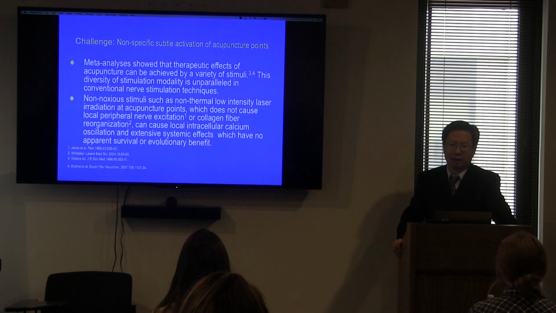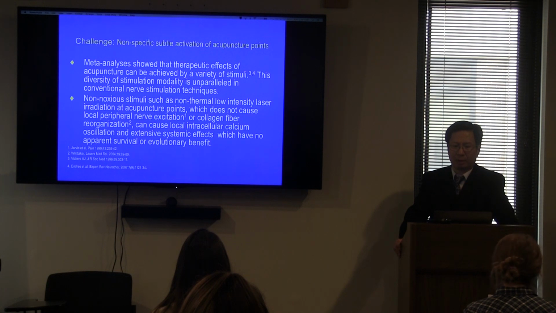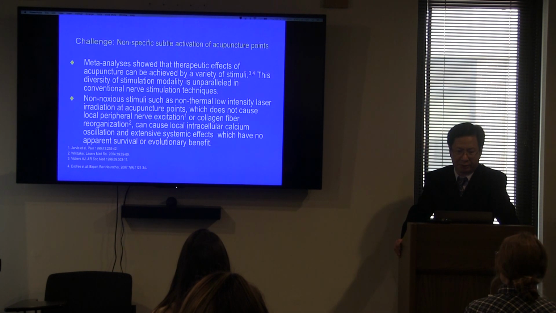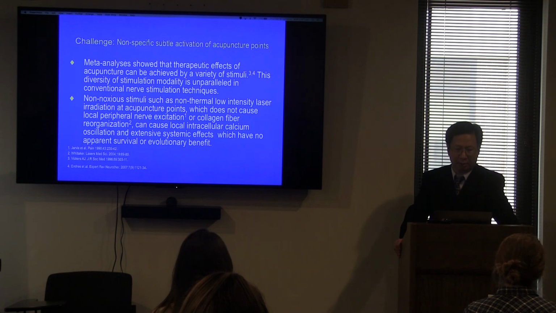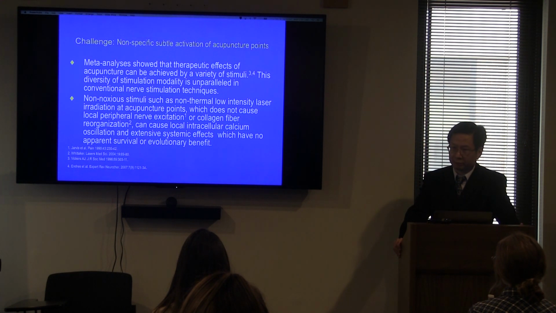The third challenge is the non-specific, subtle activation of the acupuncture point. As I mentioned earlier, you can achieve the therapeutic effect by a variety of stimuli. One of the most intriguing parts is the use of non-thermal, weak, low-intensity laser irradiation at the acupuncture point. It's known that when you use really low intensity, like below 5 milliwatts, the laser doesn't even activate the peripheral nerve, and it doesn't cause collagen fiber reorganization. But it does cause intracellular calcium oscillation, and it is known to cause systemic effects as well.